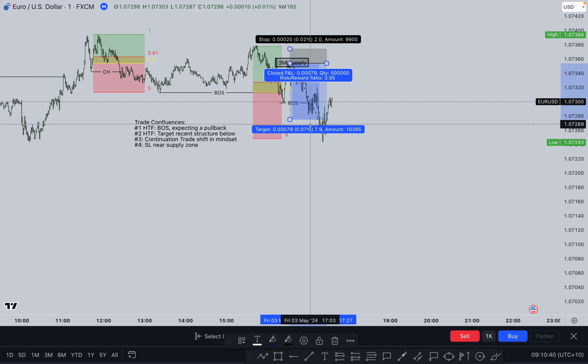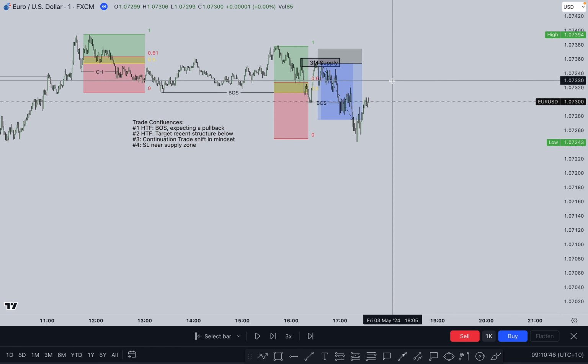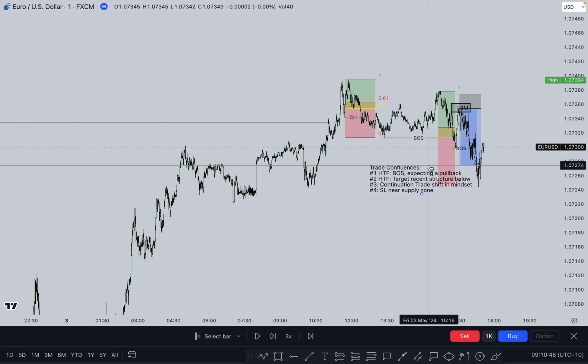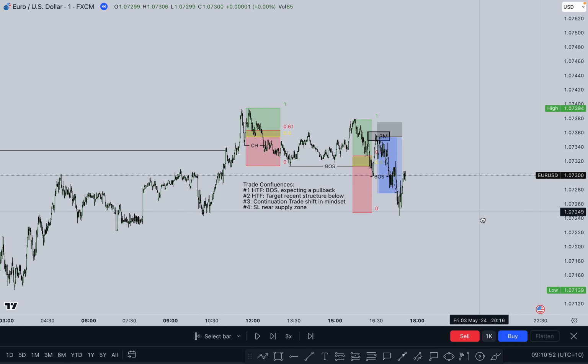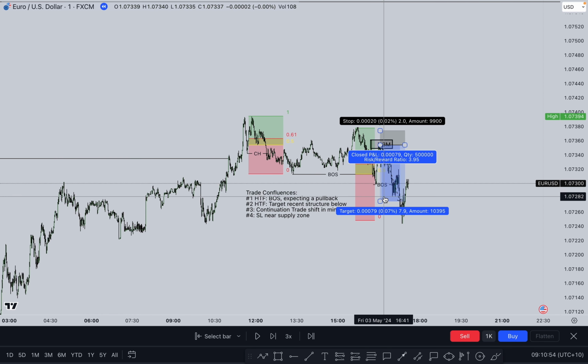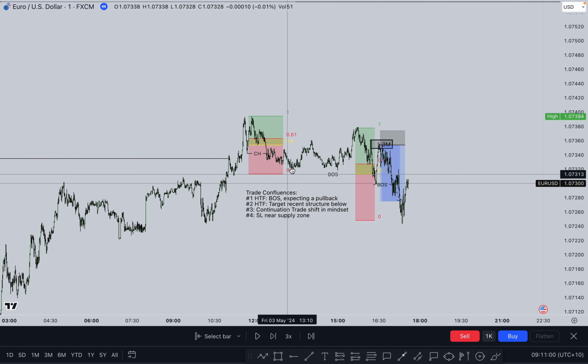Originally, this was a 5 RR, but I closed out 90% around here, right? So not the best trade, but the theory was good. The psychology was just a little bit too excited on the live, I think. But that happens. So targeting the recent structure is one thing we should remember.